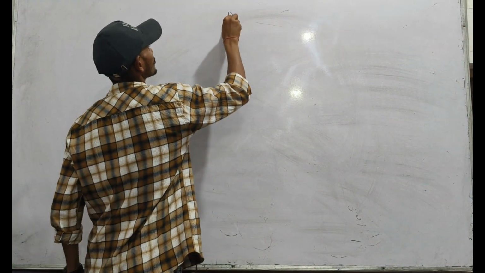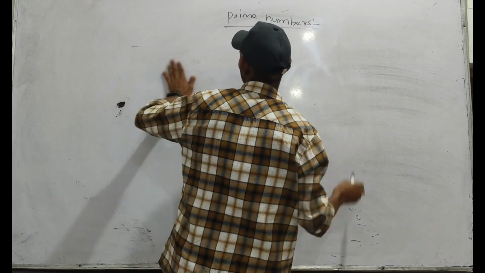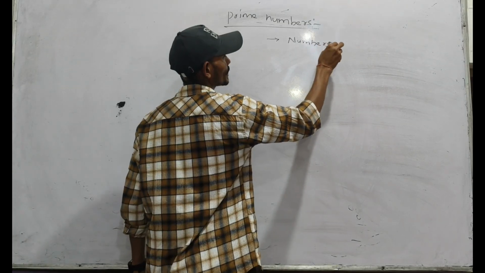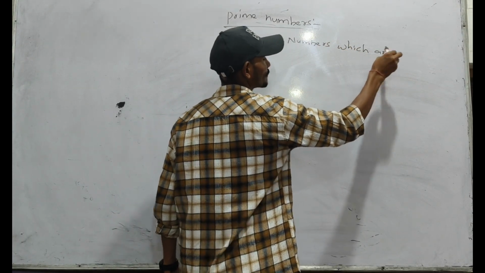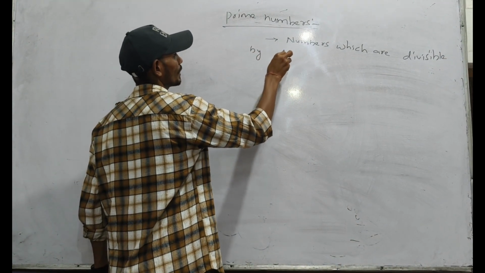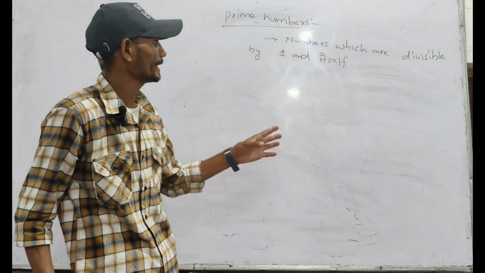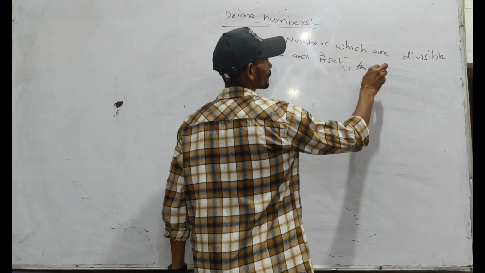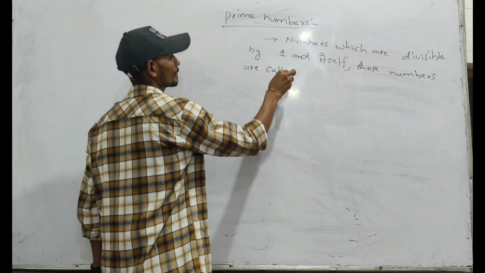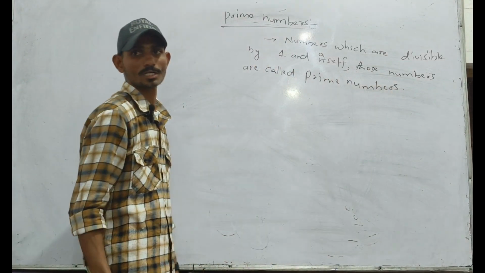Next, prime numbers. Numbers which are divisible by 1 and itself, those numbers are called prime numbers.